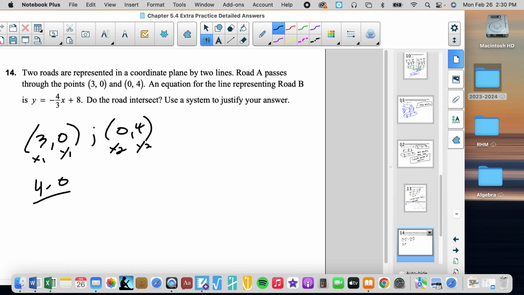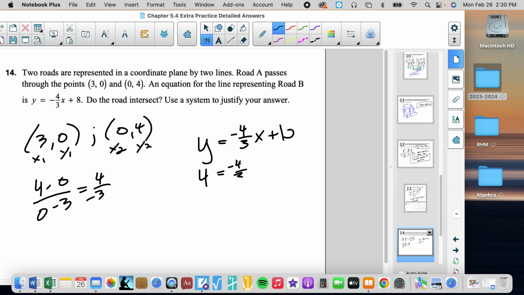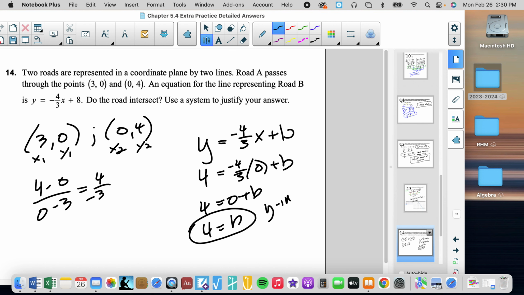So 4 minus 0 over 0 minus 3 gives me a slope of 4 over negative 3. Let's do y equals negative 4 thirds x plus b. We'll take one of those points, let's take 4 for y. Well, technically that's my y-intercept, but we'll see that in a second when we substitute 0 in for x. We get 4 equals 0 plus b, 4 equals b. That's my y-intercept. This is my slope. And now I can write an equation, y equals negative 4 thirds x plus 4.